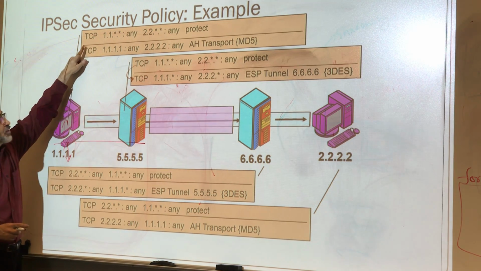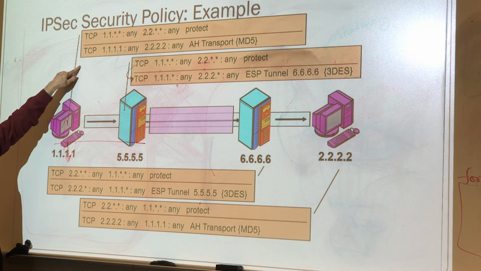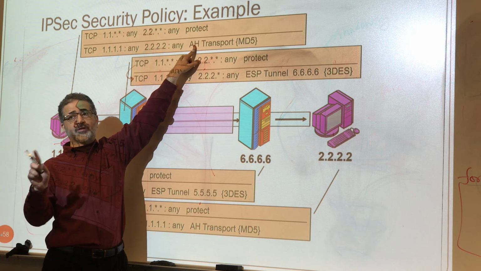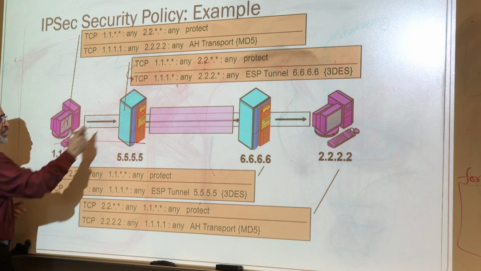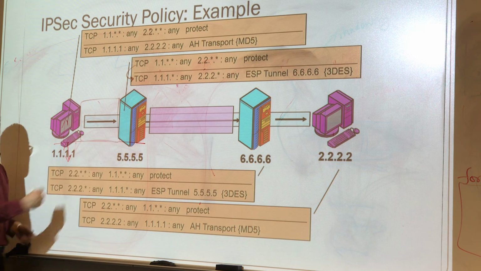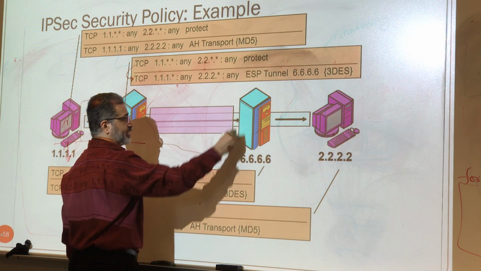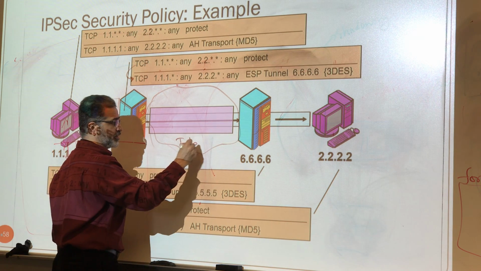Look at what I have here, going from 111 to 222, protect, the same game here. But how to protect? AH, just for authentication. I'm not worried about encryption here. Why? Because from here to here, this part, I am within my network. So I'm not worried about a man-in-the-middle attack within my network. I'm worried here. Here is the internet. This gateway to this gateway, this is the internet here.